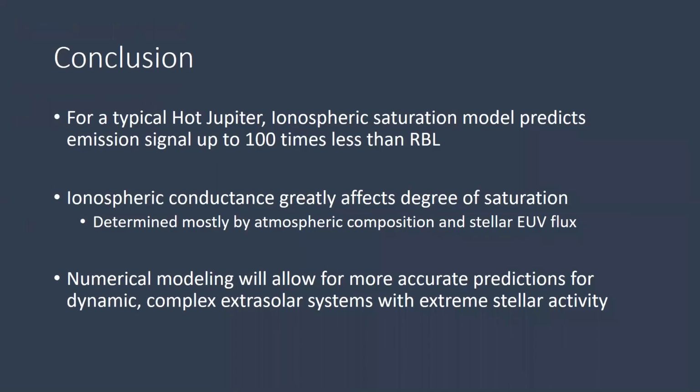Okay, and so the three main takeaways are, first, that for typical hot Jupiters, using the ionospheric saturation model, you're going to predict a radio emission signal about 100 times less than what radiometric Bode's law predicts, since that's what is traditionally used, and we can barely detect that range. This can explain why we haven't found anything so far.